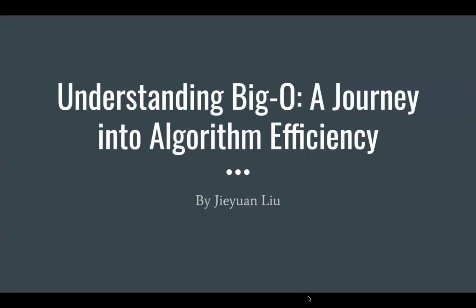Hello, everybody. Today we are going to talk about something extremely important in the field of algorithms, that is analyzing the big O running time. This fundamental concept is crucial in understanding how efficient an algorithm is.